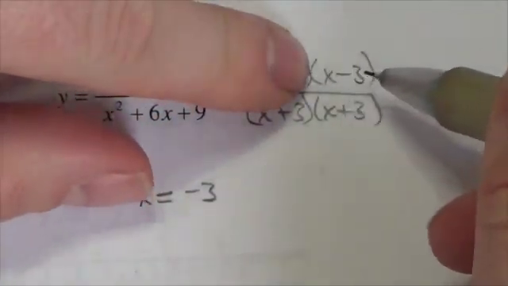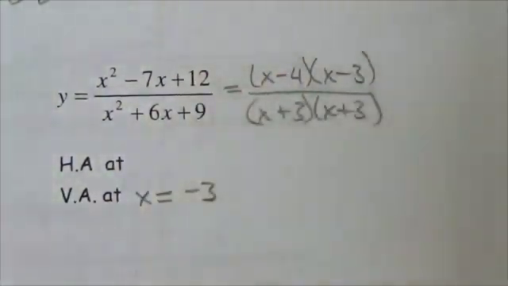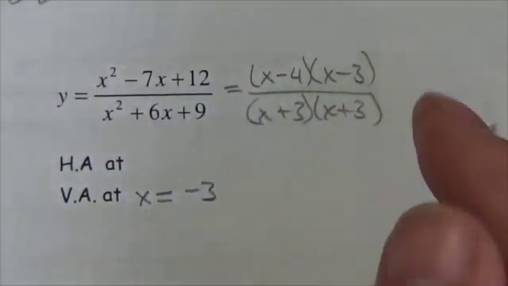If this was x plus 3 up here, this wouldn't be a vertical asymptote. And we're going to talk about that in a little bit. But something you got to watch out for here.